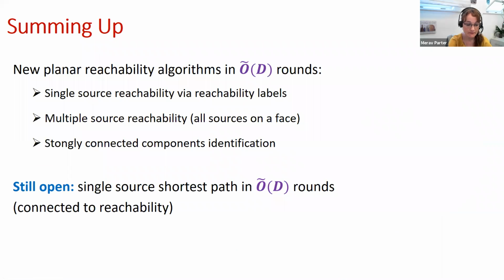Okay, so let me at this point just sum up. In this work, we provide new planar reachability algorithms for single source, and even for multiple sources, if they all lie on the same face. One very intriguing open problem, which was the main motivation for me studying these problems, concerns the single source shortest path problem. Currently, we have a D-squared round solution from the work with Jason last year, but I'm very interested to know whether one can provide a D-round algorithm.